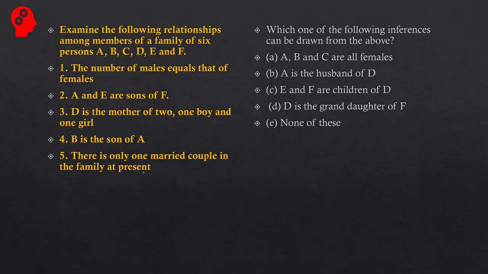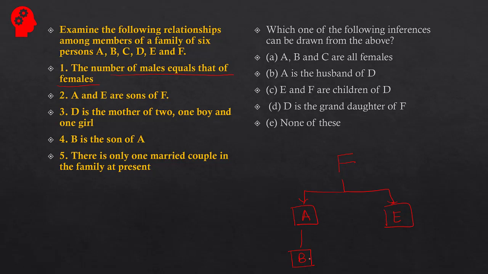Another question. Again we have a family of 6 persons A, B, C, D, E and F. The number of males equals the number of females. That means we have 3 males and 3 females. A and E are sons of F. Okay, so we start with that. F has 2 sons, A and E. That means A and E are male members. D is the mother of 2, 1 boy and 1 girl. B is the son of A. So we have information on B is the son of A.